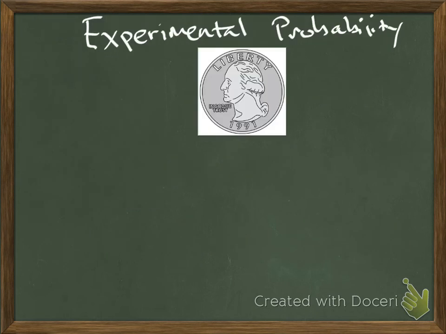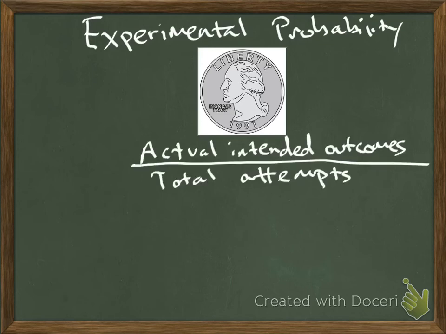Let's quickly talk about experimental probability, although we're not going to do an example here. I will let you choose if you do that on your own. Remember, experimental probability is the actual intended outcomes over the total attempts. We've already talked about the theoretical probability of flipping a coin and landing on heads being 1/2 or 50%.